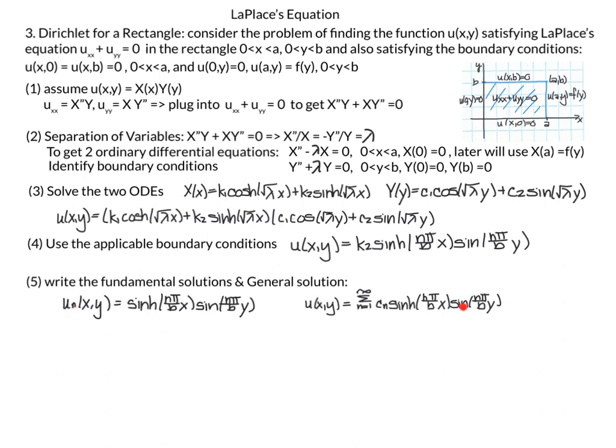And we have a family of solutions because there's a solution for every value of n. So our general solution is a linear combination of our fundamental solutions. Just summing from n equals 1 to infinity, I put in my coefficient. And again, this C_n has nothing to do with these C's over here. This is a totally different C_n.